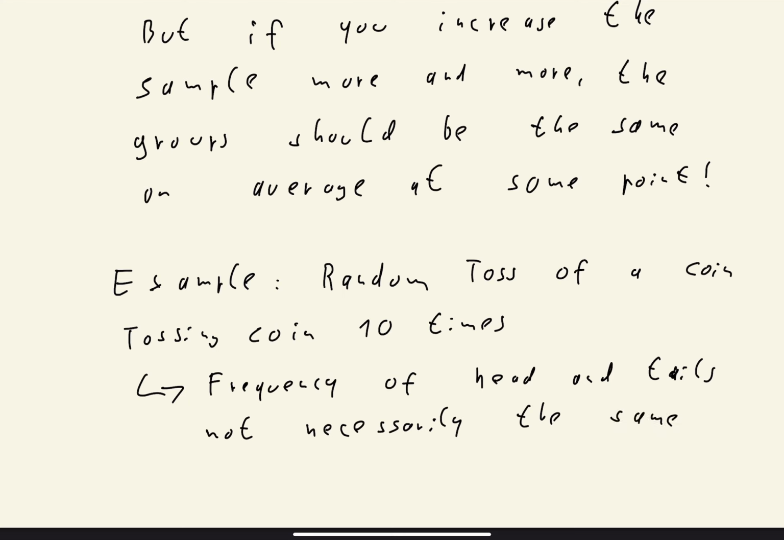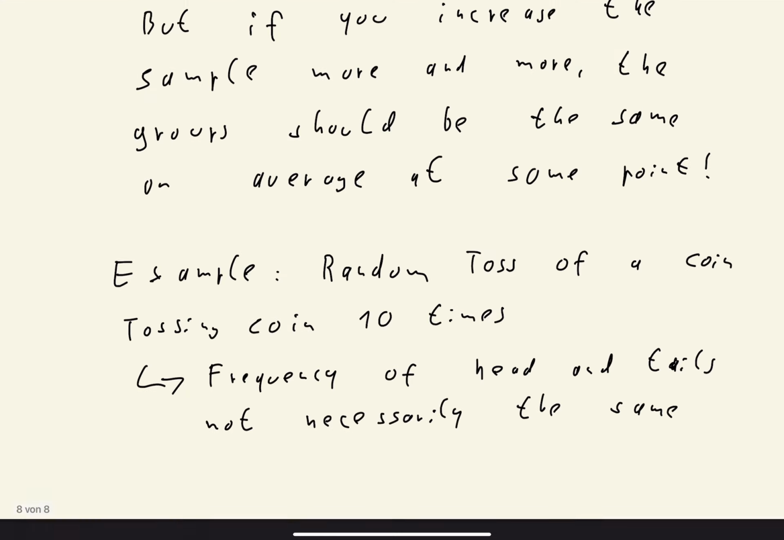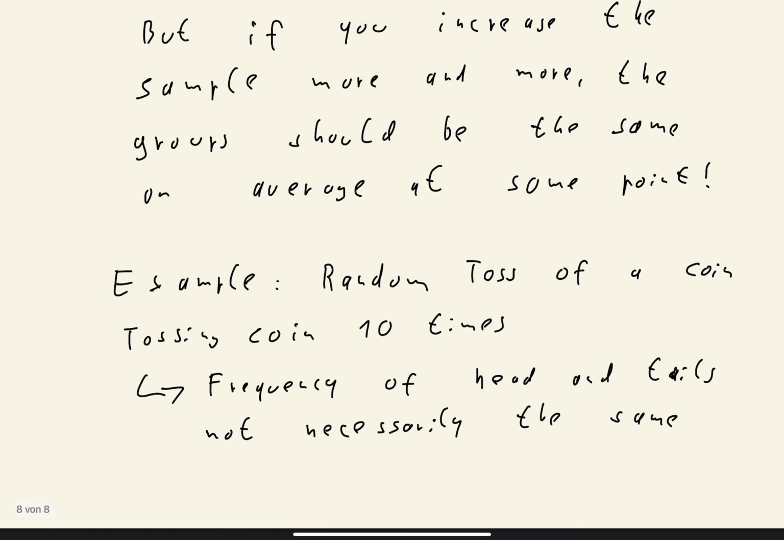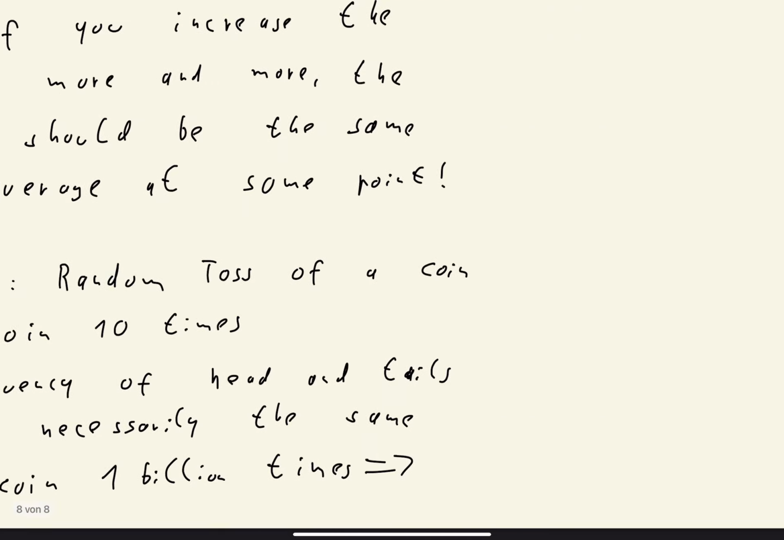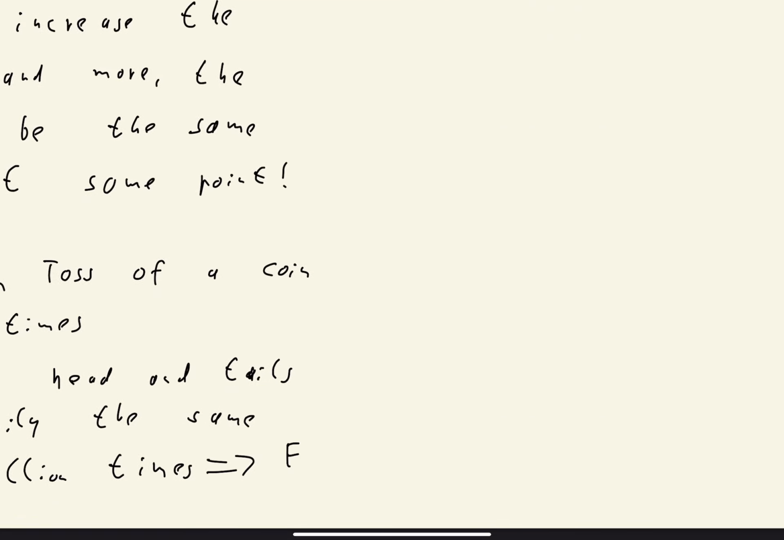Even though you're tossing the coin randomly, so you're not simply throwing it on the ground such that it always shows heads or tails, but really tossing it in a way that it's random, when you toss it only 10 times there is no reason why the frequency of heads and tails should be the same. But if you toss the coin like 1 billion times, then the frequency should be roughly the same.